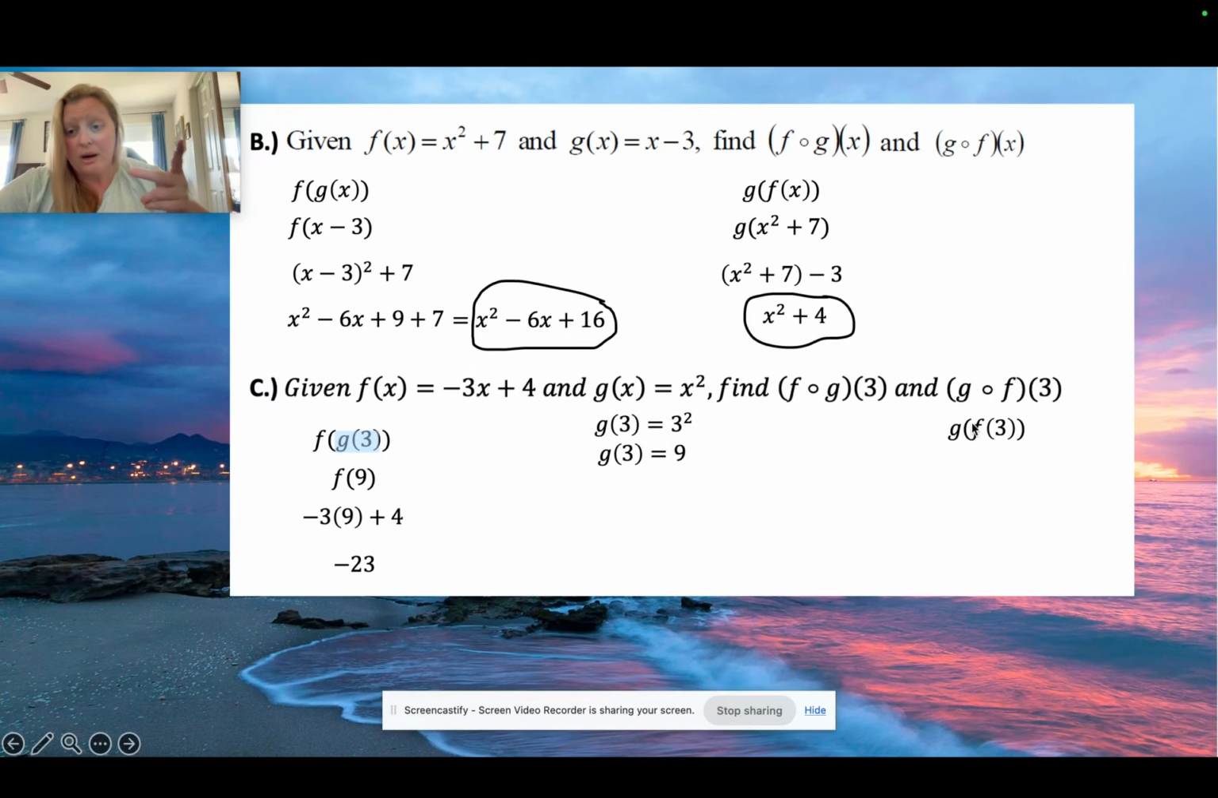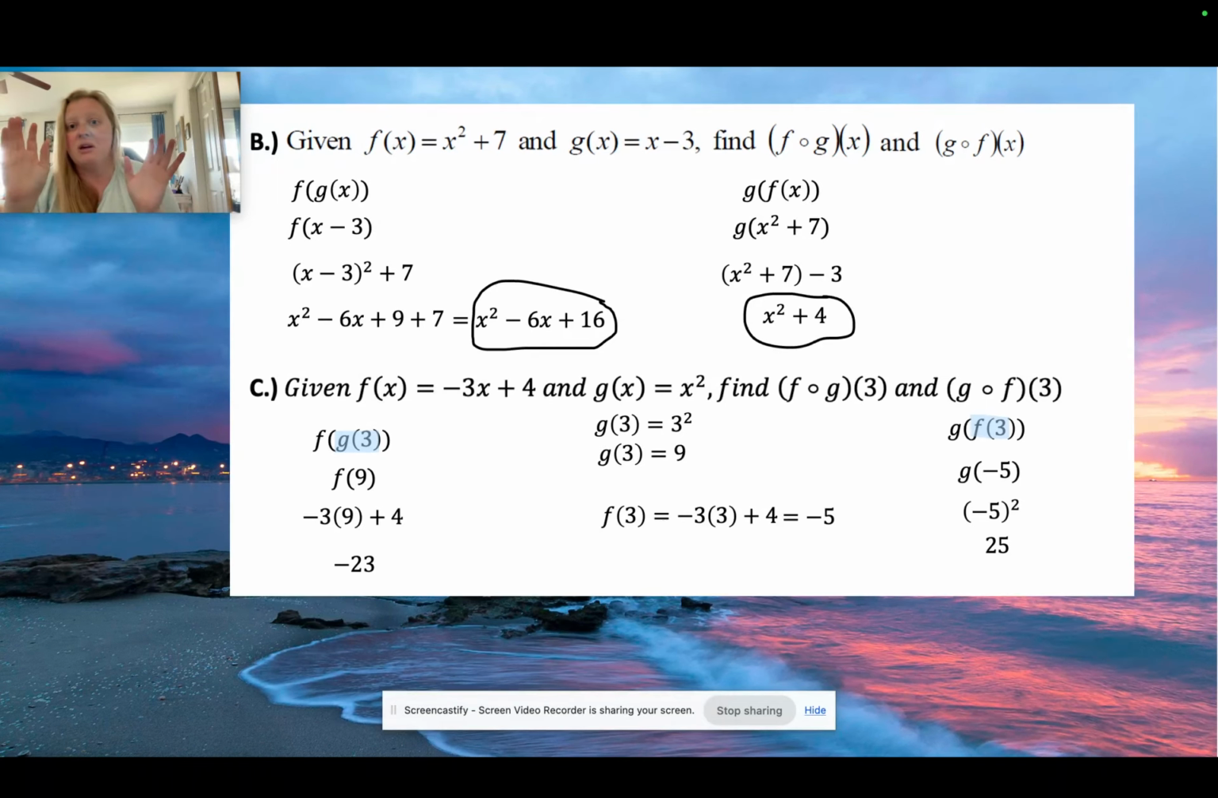Right, and we'll do it the other way around with the g outside. So we have g and then f and then 3. We're going to get f of 3 first. So I'm going to take my f formula, negative 3x plus 4. I'm going to replace the x with 3, and then simplify it, and I get negative 5. So now I'm going to write g of that negative 5. And I take that negative 5 and put it in for x in the g formula. Negative 5 squared is 25.